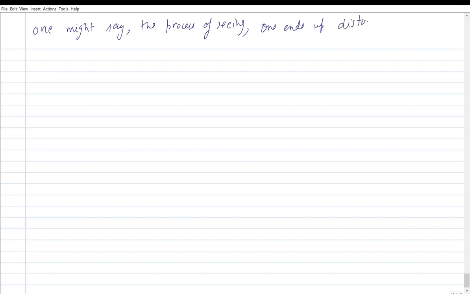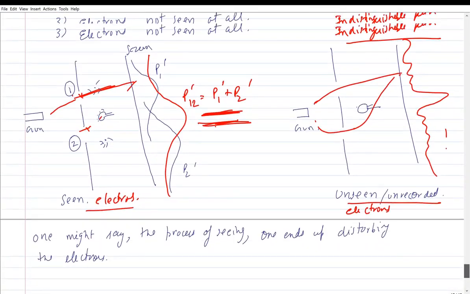So one might say the process of seeing, one ends up disturbing the electrons. So this is not very surprising. So what you have seen is the normal wave phenomena.